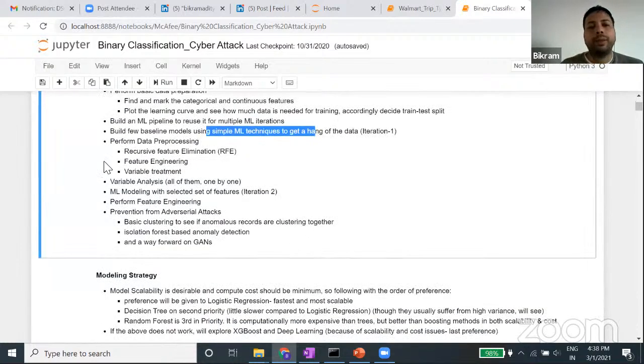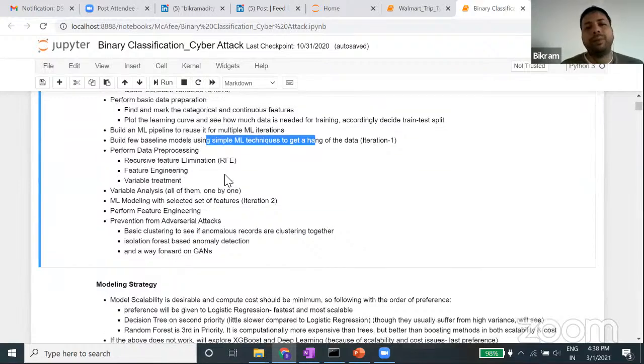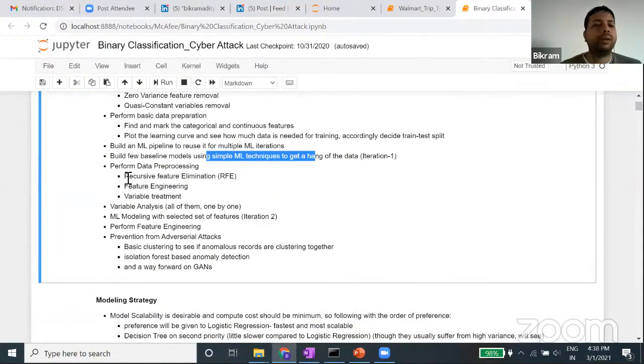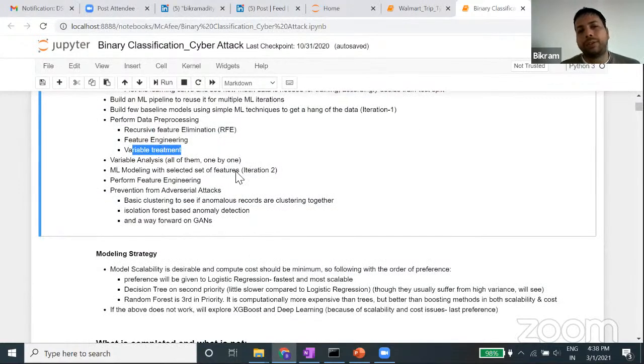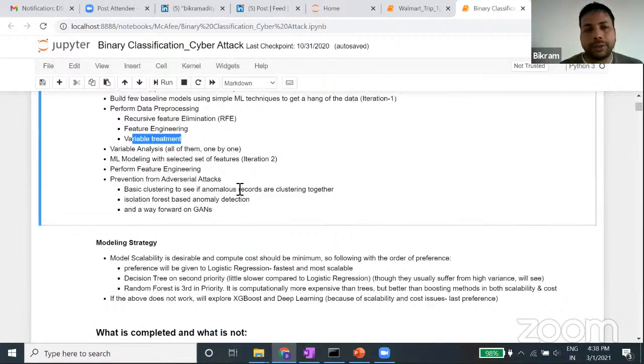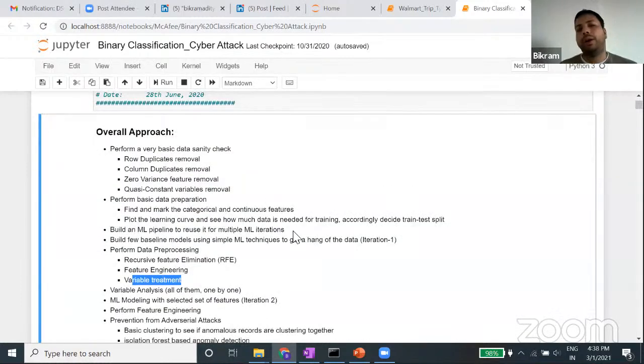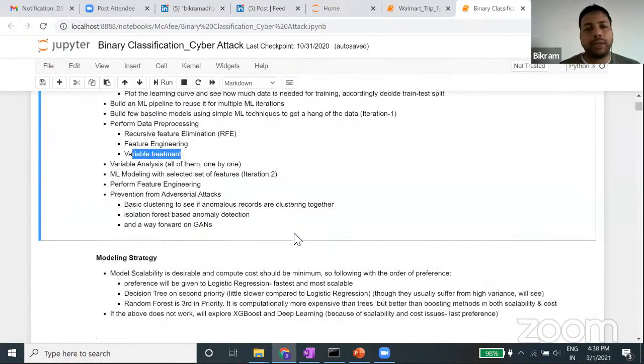Okay, so beyond that, some further pre-processing, feature engineering, recursive feature elimination, variable treatment, etc., that I've done. Variable analysis, univariate, multivariate analysis, and again doing modeling, and then again doing feature engineering, etc. So it's a very big iterative process that I've tried in the demo.